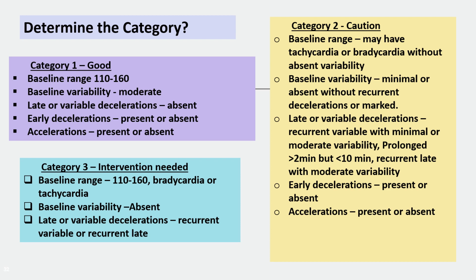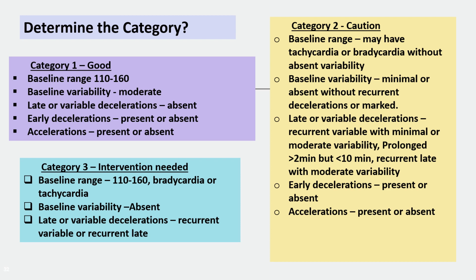Now, if you're looking at a 10-minute strip, okay, and you've got, let's say, 5 contractions, and you have 3 variables, okay, so you have recurrent variables, and you have that because when they occur in 50% or more of what you're looking at, that's considered recurrent, okay? So 3 out of 5 contractions, you're having variables that's greater than 50%.